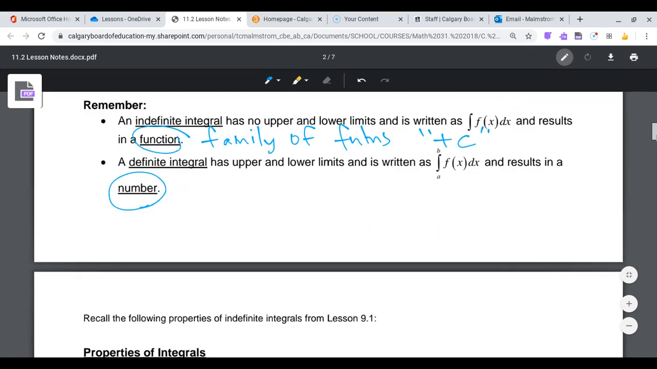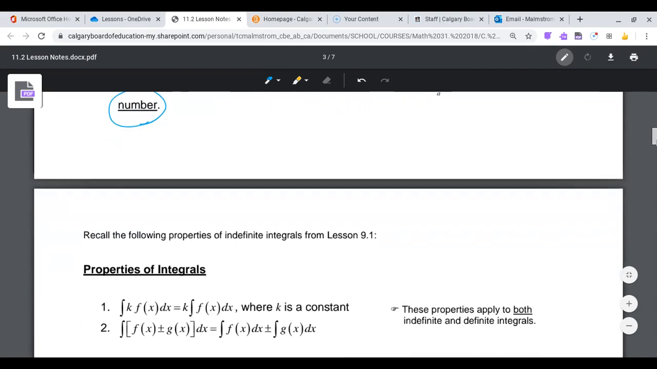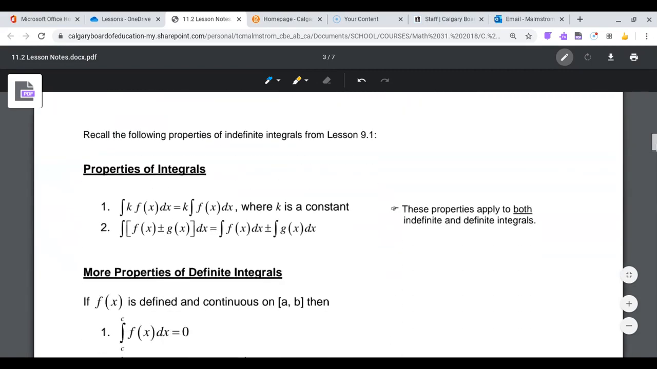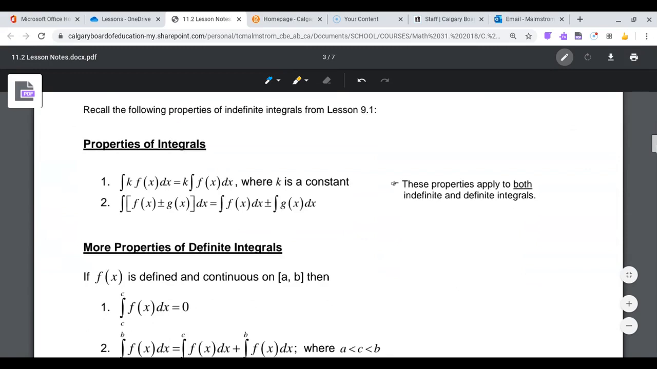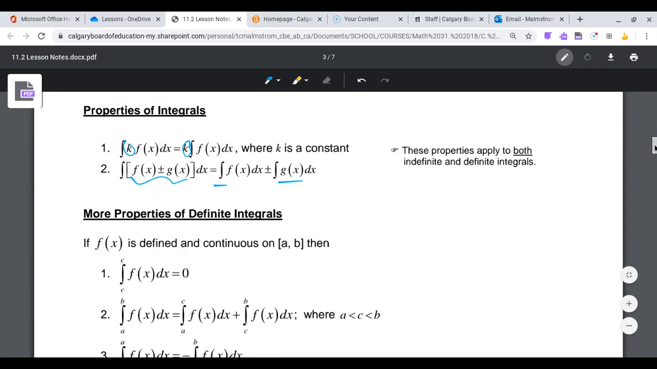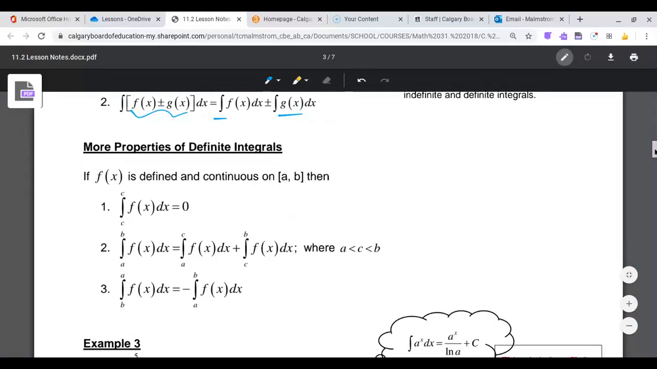Okay, a couple more properties that we learned in 9.1 that would be good to remember: if you have a constant in front of your function, you can move it in front of the integral, take the antiderivative of your function, and then multiply the constant through. If you are adding and subtracting 2 functions, you can take those as separate integrals and then tidy up your answer.